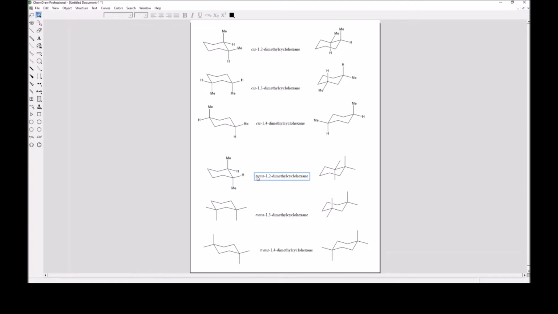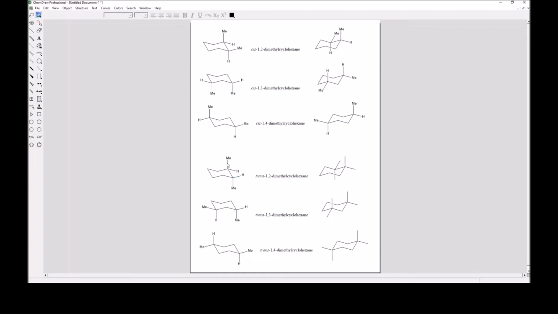So this one is trans because relative to that carbon, one of the methyl groups is up, and on the other carbon, the other methyl group is down. Trans 1,3 means that one of them has to be up, or in this case, one of them's down, and on the other carbon, I'm going to put the methyl group on the top position, and then the hydrogens should follow suit. And for trans 1,4, I'll put this methyl group up, and then I'll put this methyl group down right here.